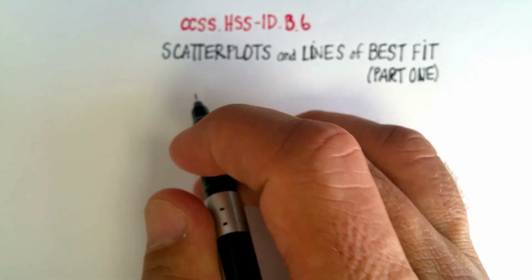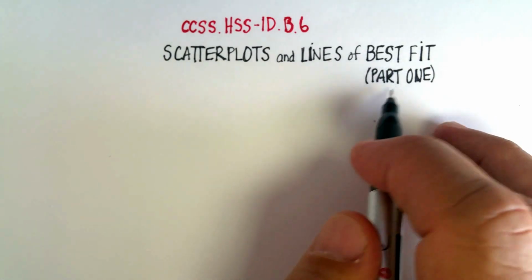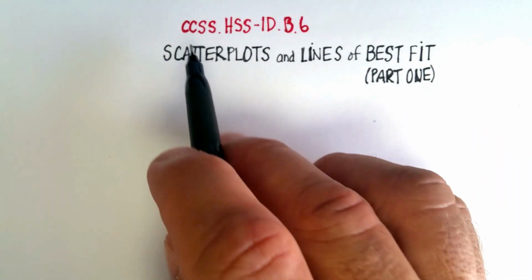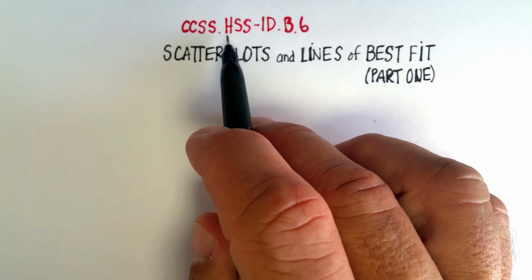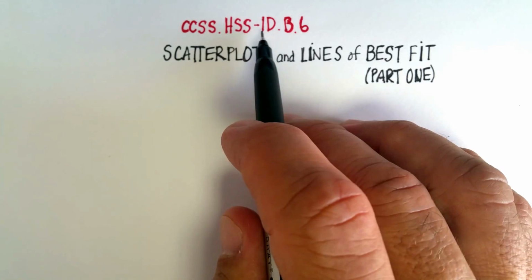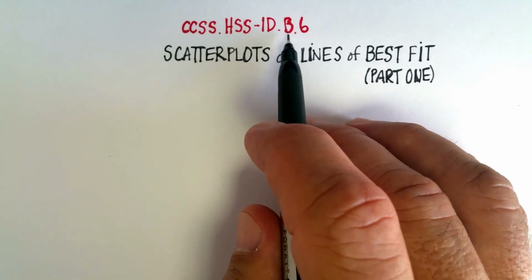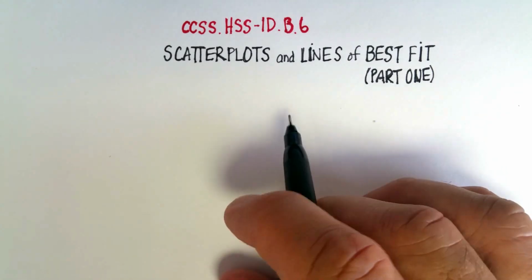Okay, in this video we're going to talk about what are called scatterplots and lines of best fit. And this is satisfying the California Common Core State Standards, high school statistics actually, although this is also included in algebra, and this is identifying data in standard B6. So first off, what is a scatterplot?